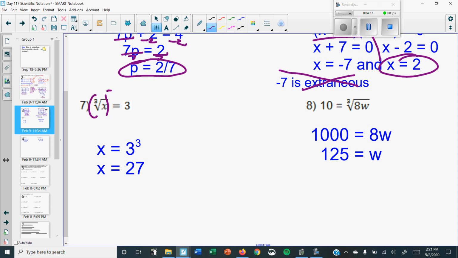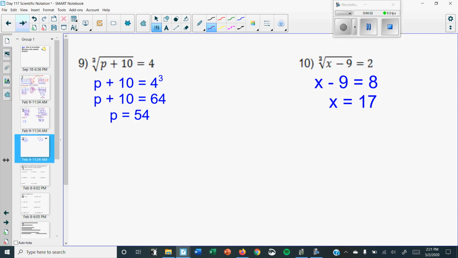Okay, number 7 and 8. To get rid of a cube root, just cube it. You get 27. Again, to get rid of cube root, just cube it. And you get 8w equals 1,000. Divide by 8. W equals 125. Okay, go straight into cubing. And then solve it. You get that. Go straight into cubing and solve that. And it works.